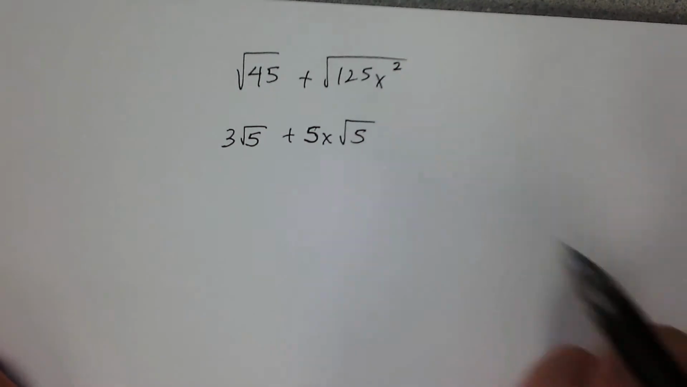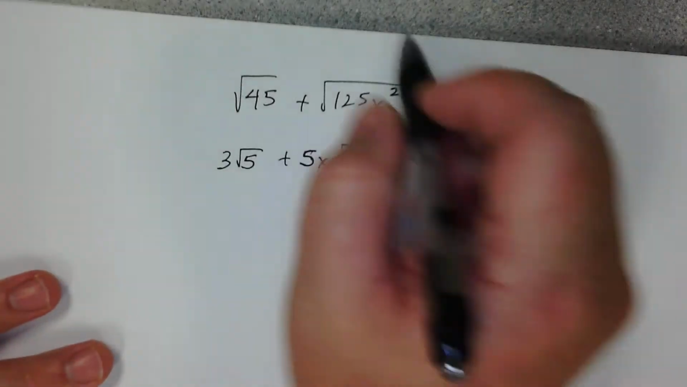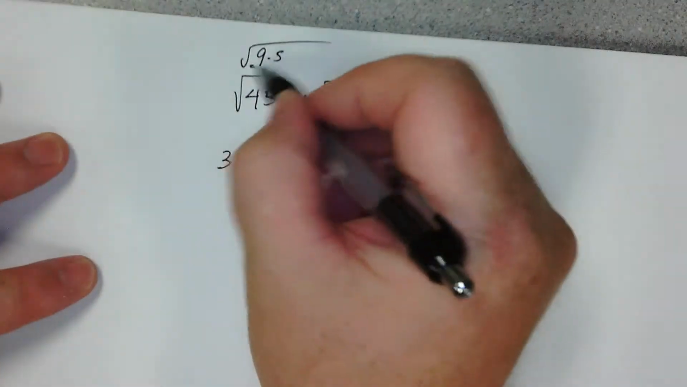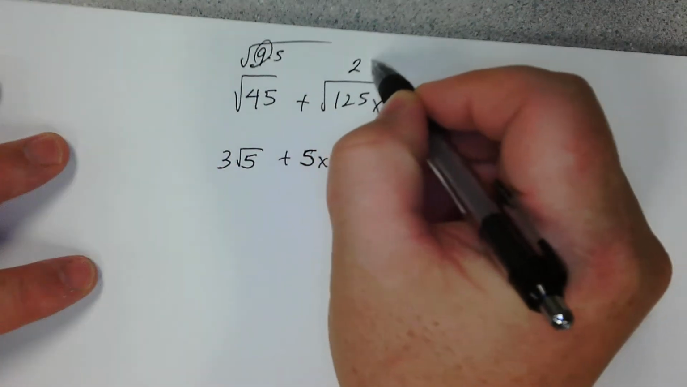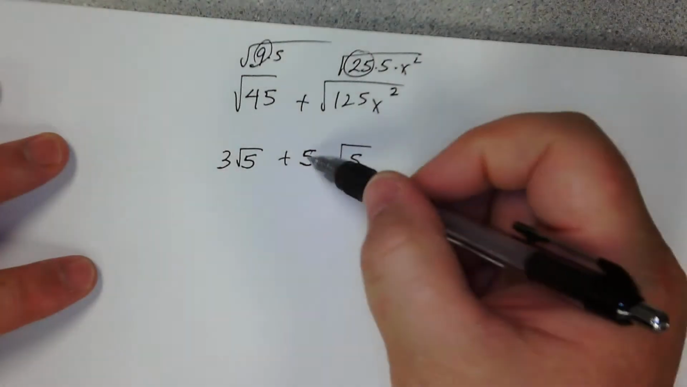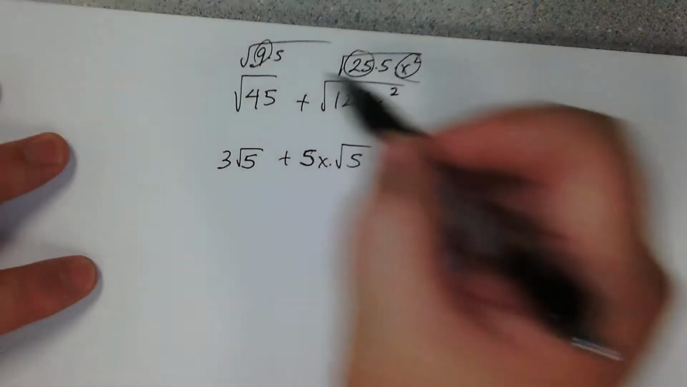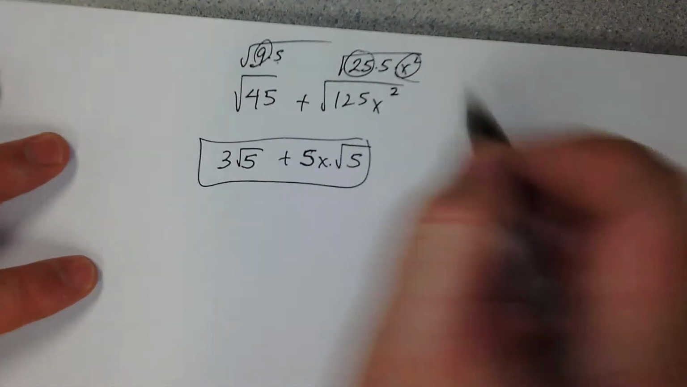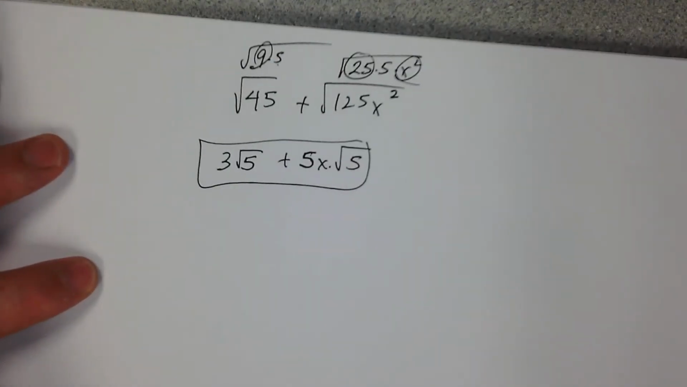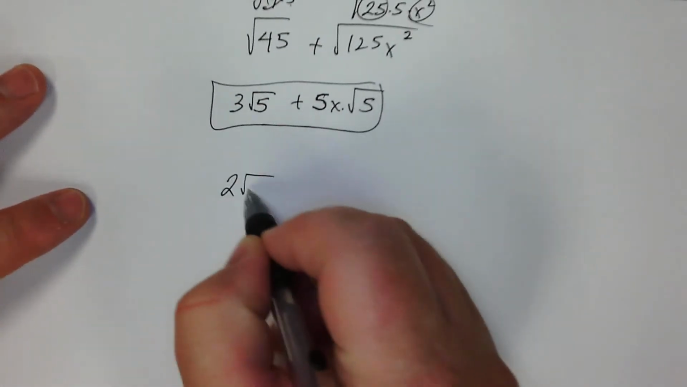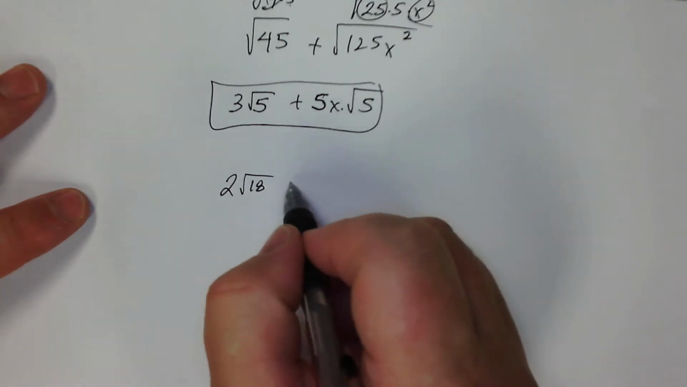All right, now, I didn't show you the work for this, but look, 9 times 5 is 45, right? Take the square root. That's where the 3 comes from. This is 25 times 5 times x squared. The square root of 25 is 5. Square root of x squared is x. Do you see how the 5 is left and the square root of 5 is left? That's all you can do right there. Done. Not like terms.